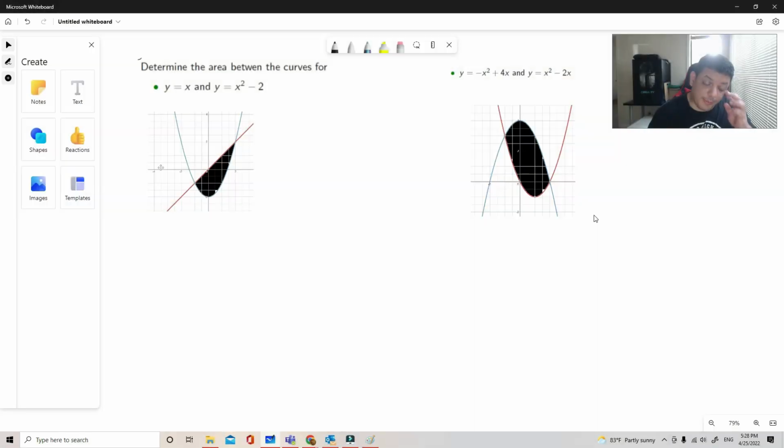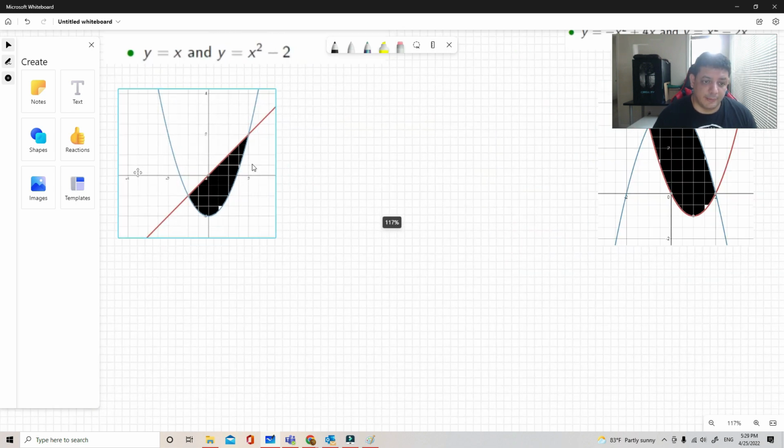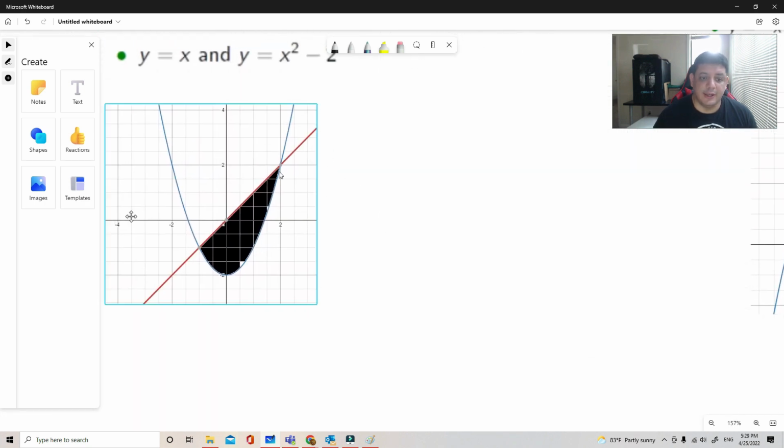So we have a couple of examples that we can do to showcase how to work with areas below the curve. The first one here, we're going to determine the area between the function y equals x and the function y equals x squared minus 2. We can see the area showcased here, and if you look at the particular graph, we can see even one of the points where we get the intersection.